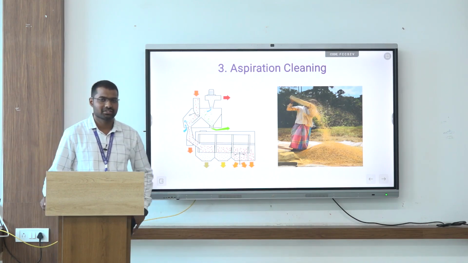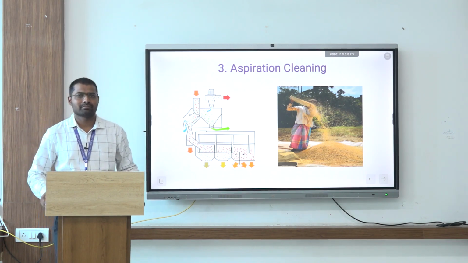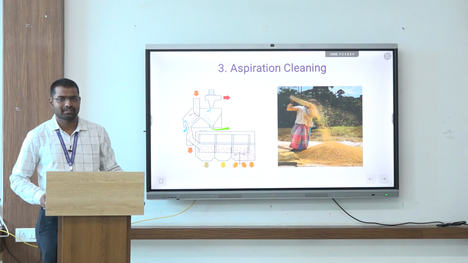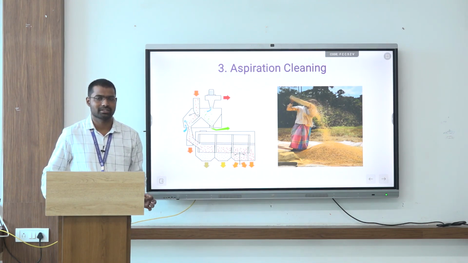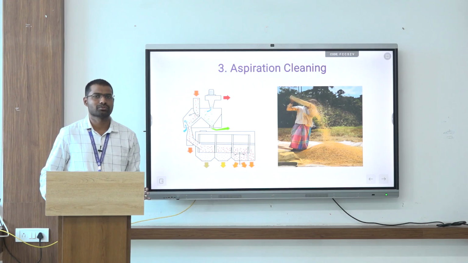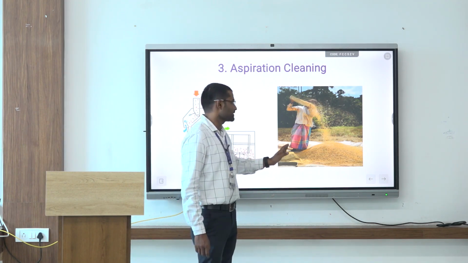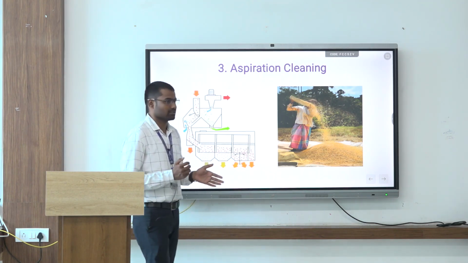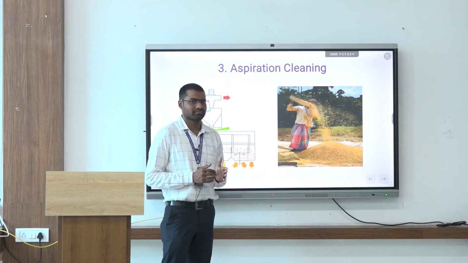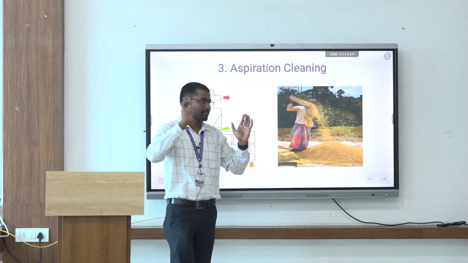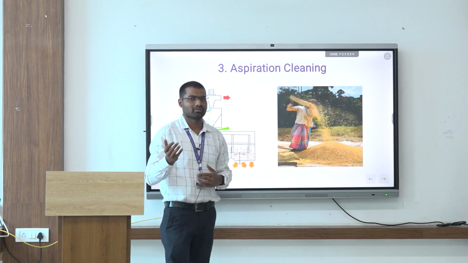The next one is aspiration cleaning. Aspiration cleaning is also called winnowing, where the difference in density or weight of the particles is used, and they are removed with the help of natural air flow, or you can use fans, driven by mechanical or electrical energy, to remove the lighter particles. Traditionally, farmers follow this practice with grains that are threshed or milled. To remove the husk or plant material, you drop the raw material from an upward position to a downward position in front of the natural air flow.